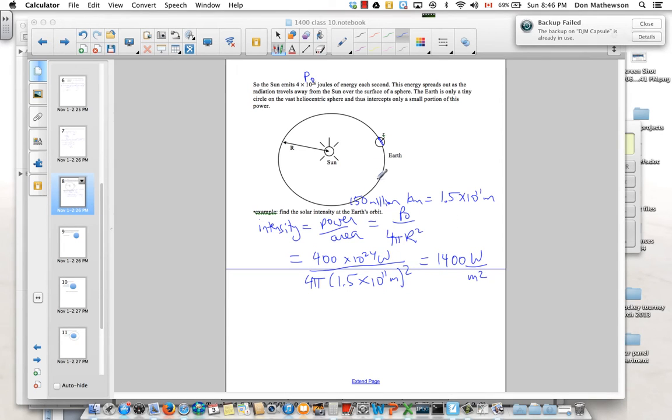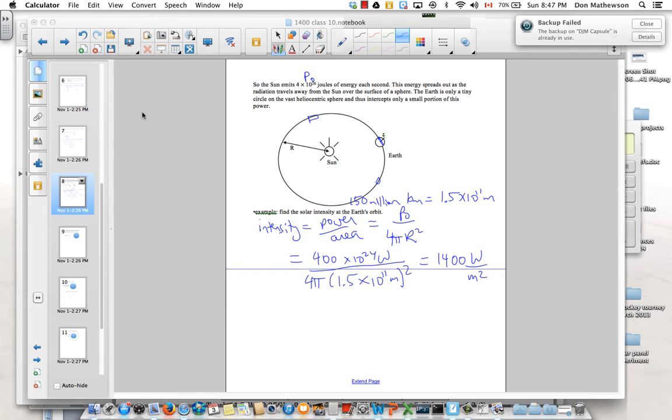So for every square meter of area here on the heliocentric sphere, at one astronomical unit, 1 Earth-Sun distance away, every square meter of area here would get 1,400 watts. That's 1,400 joules every second of solar energy arriving at that point. Now the Earth has got lots of meters squared to intercept that solar radiation, so there'll be lots of watts hitting the Earth. But this is for every square meter.